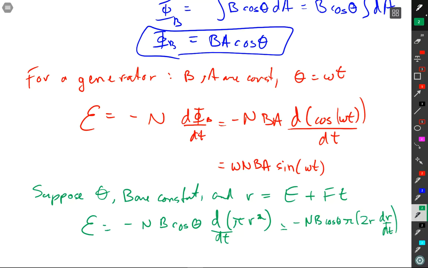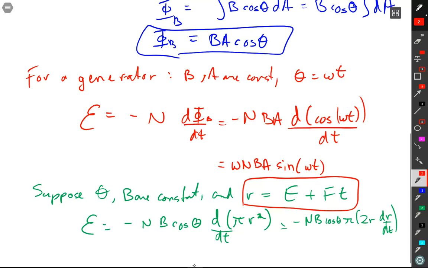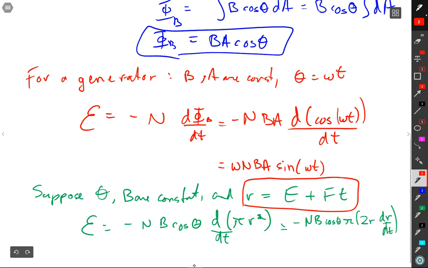What's the derivative of my r here? The single derivative of this right here. It would just be f. Yeah, it'd just be f. And so I would have here, for this specific case, that would be my equation now for the induced voltage.